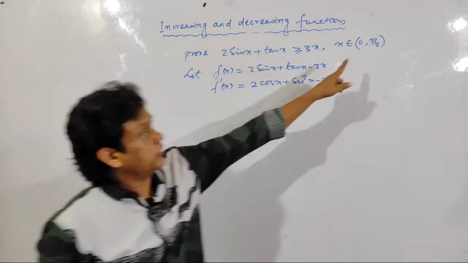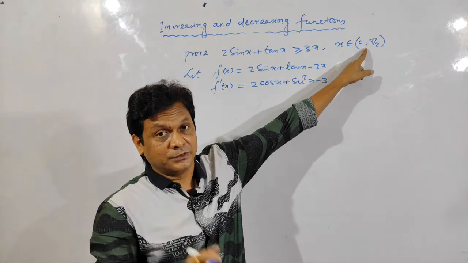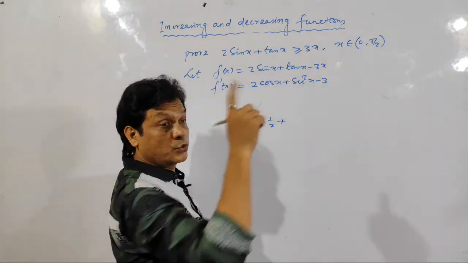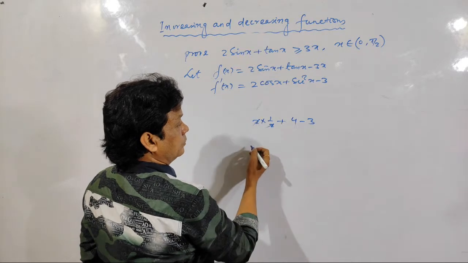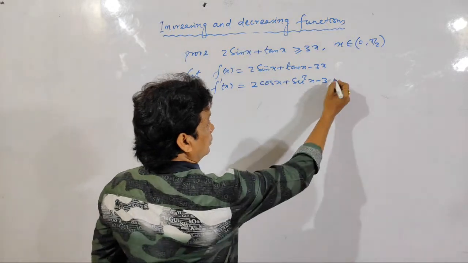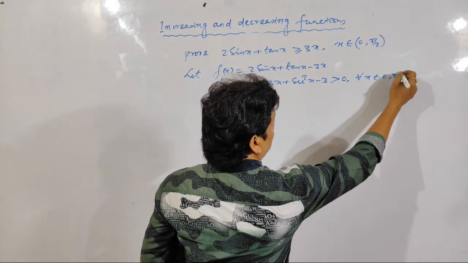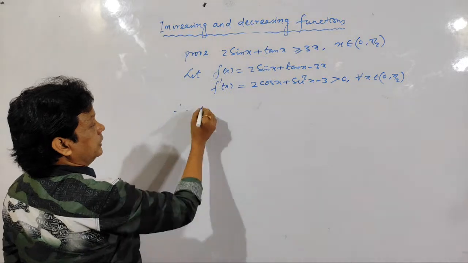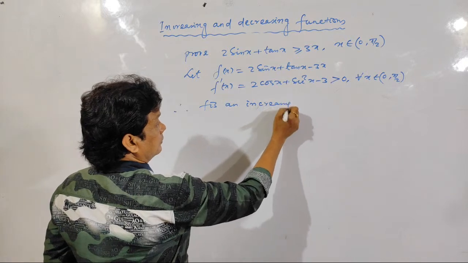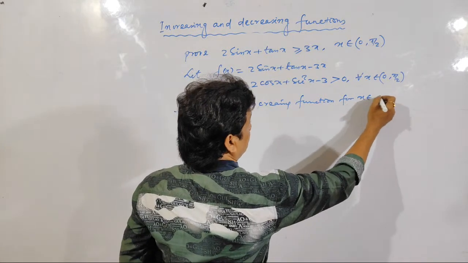Now put any point in this interval here. I am taking x equal to 60 degree. It is a very easy number, because cos 60 is 1 by 2. 2 into 1 by 2, and sec 60 is 2, 2 square, it is 4, minus 3. The 2 cancels out. So 4 plus 1, 5. 5 minus 3 is positive. So greater than 0 for all x belongs to 0 to pi by 2. Therefore, f is an increasing function for x belongs to 0 to pi by 2.